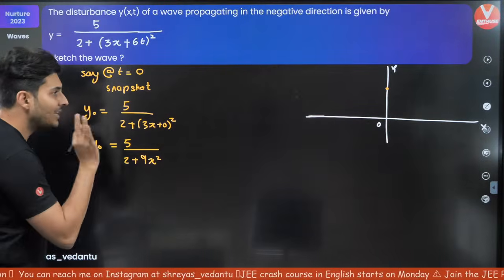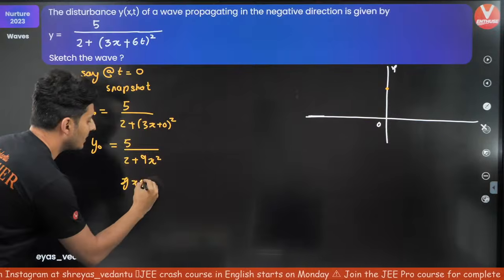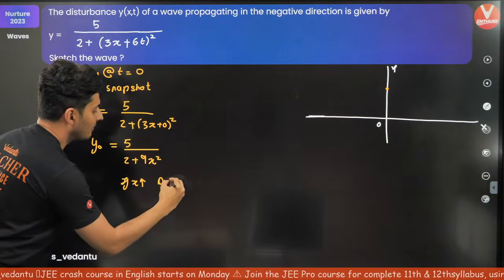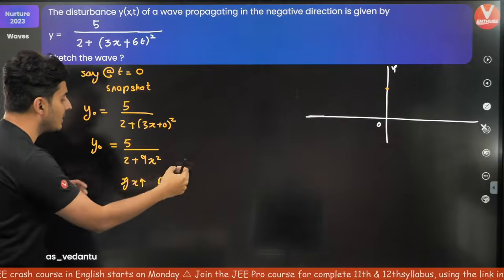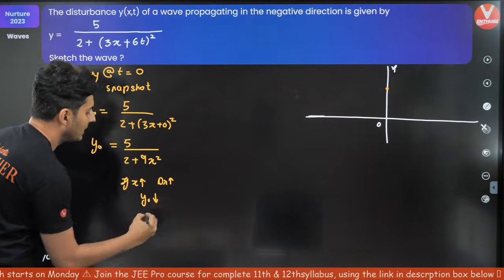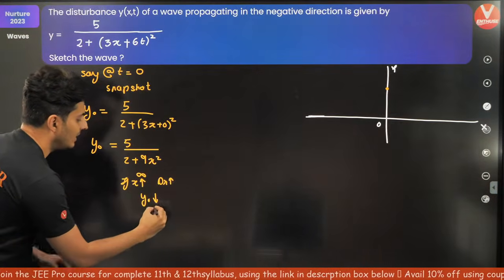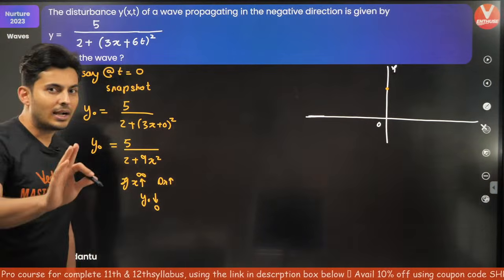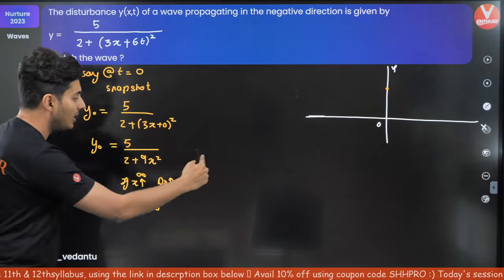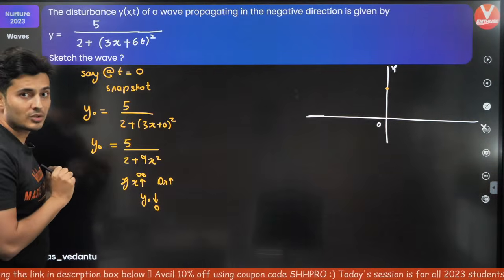Now, once I understand that, think this way. If the x value increases, then the denominator will increase. If the denominator increases, what will happen? The y value will decrease. And if x tends to infinity, what will y tend to? It will tend to 0. Agreed? If the denominator becomes large, this ratio becomes small, y becomes close to 0.